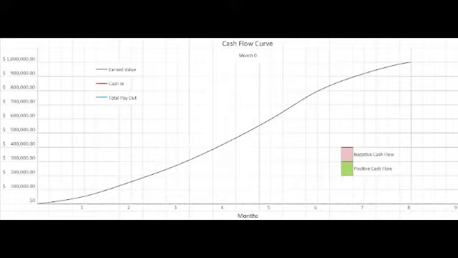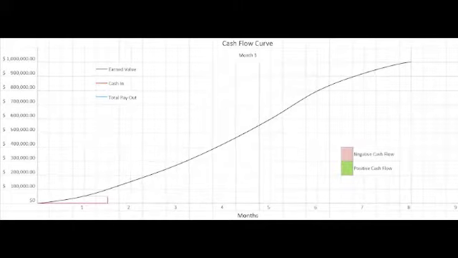Notice the S-shaped pattern of the earned value curve. This is to represent the bulk of the work to take place during the middle of the project. The following cash flow curve is for the first month of our project.